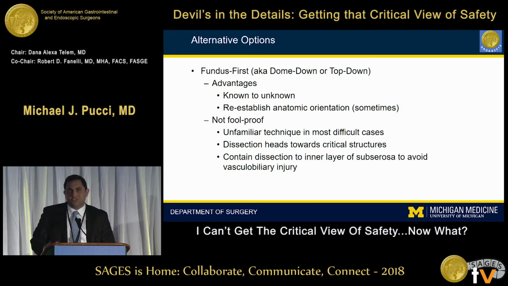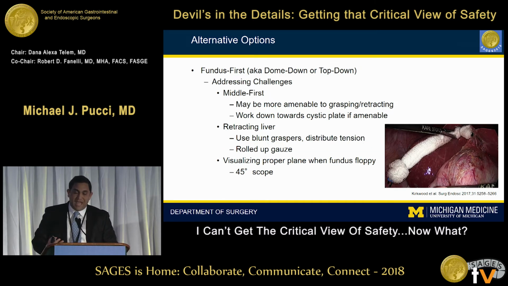This has certain advantages. You're going from known to unknown as you go antegrade towards the critical structures. And sometimes as you do that, you can reestablish normal anatomy, but it's not foolproof. Most of us, for our standard lap chole, will do a retrograde technique, so you're doing an unfamiliar technique in a very difficult situation with a lot of severe inflammation. And again, you're heading towards the critical structures when you're dissecting, so you have to be very careful.